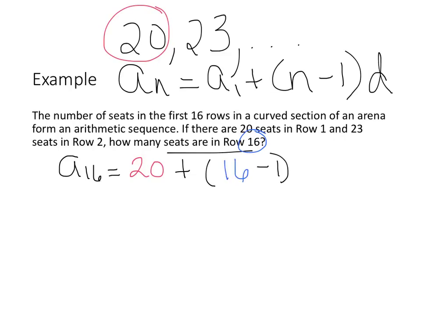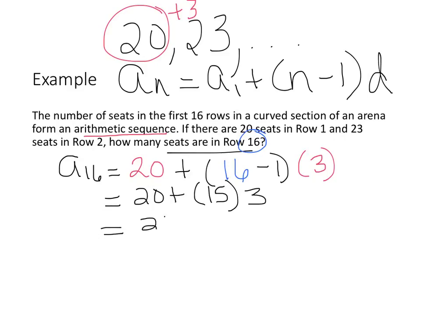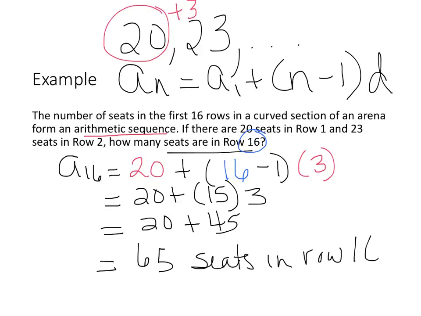And our common difference. How much are we constantly adding to each term to get the next? And even though we only have two numbers, I know that I have to add 3 to get to 23, because it tells me it's an arithmetic sequence. So that means my common difference here is 3. Alright, so I have 20 plus 15. 16 minus 1 is 15 times 3. So 20 plus 45. That means there are 65 seats in row 16.